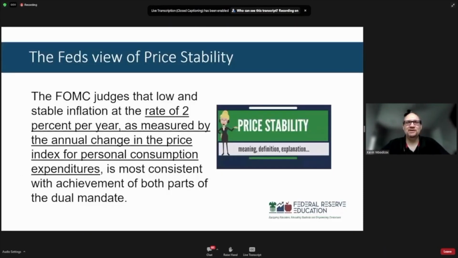So the Federal Open Market Committee has determined that stable inflation is low and at a rate of 2% per year as measured by the annual change of the price index for personal consumption expenditure. So the Fed prefers PCE, not PCI. I'm sure you're aware of that. And we want that 2% per year as an average. So a low unemployment rate and average 2% inflation per year is what we're looking for within the Federal Reserve. That's how we measure ourselves against Congress's goals.